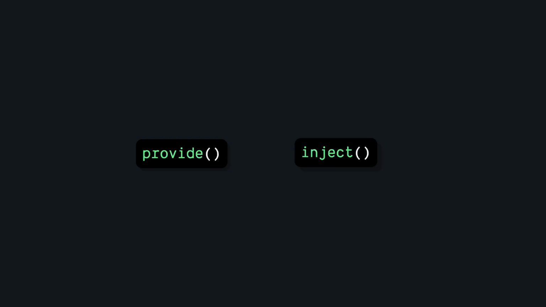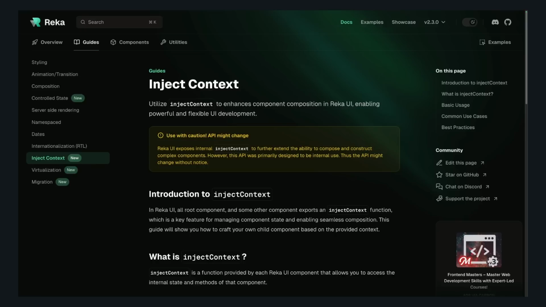So in this video, let's look at how it works, how we can make it better, and then see some realistic use cases where you might want to use provide and inject over tools like Pinia.